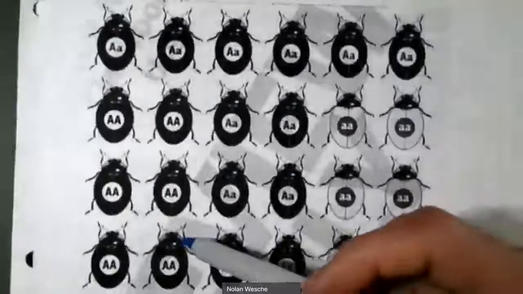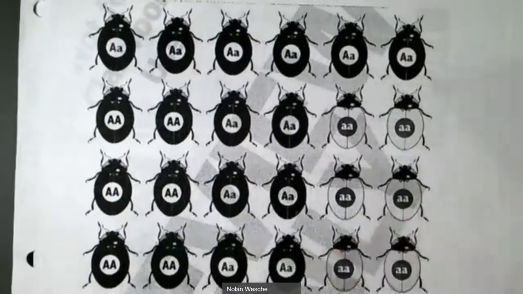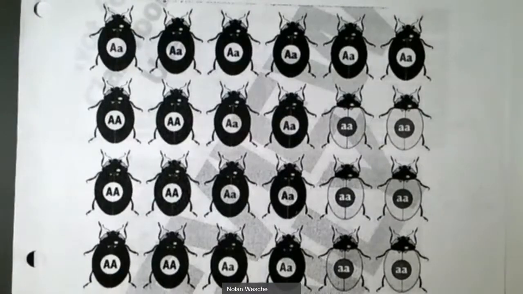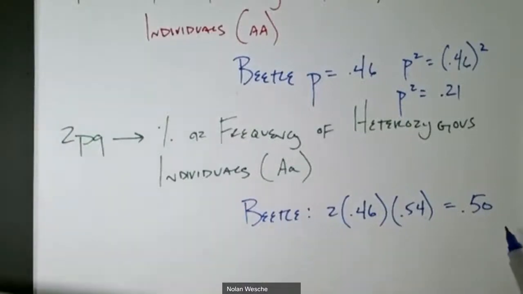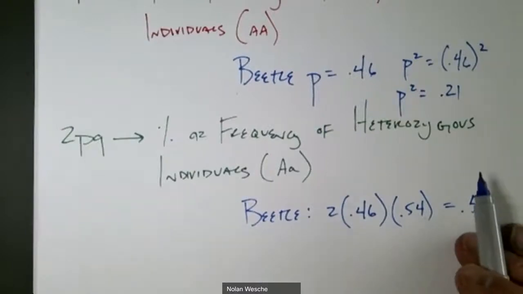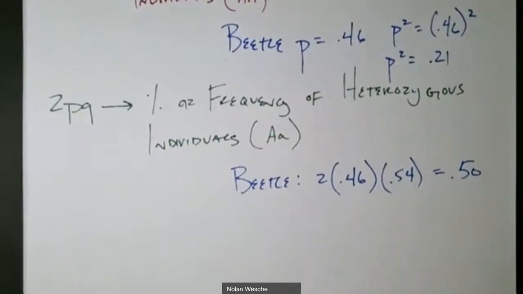So I got 50% are big A, little a. I've got 21% are big A, big A. And then my Q squared value was 29%. So let's just check our math here. 21 plus 29 plus 50, that's 100. So we're good to go. That math checks out. Or 0.29 plus 0.50 plus 0.21 equals 1. Okay, that's what we're looking at. So that's how you would find these frequencies for any population.